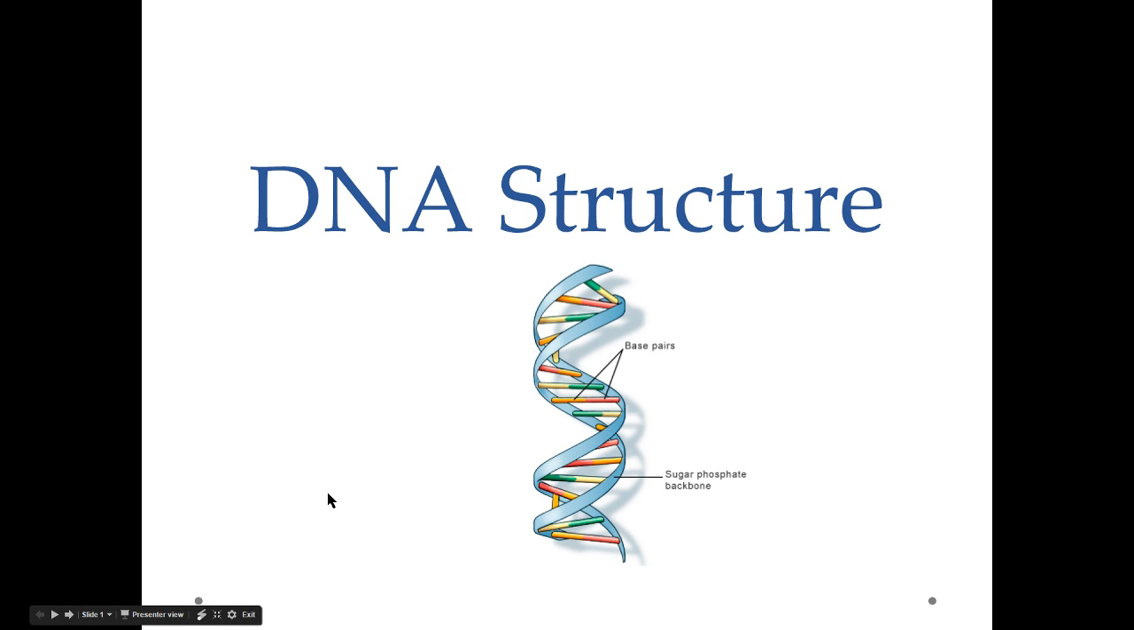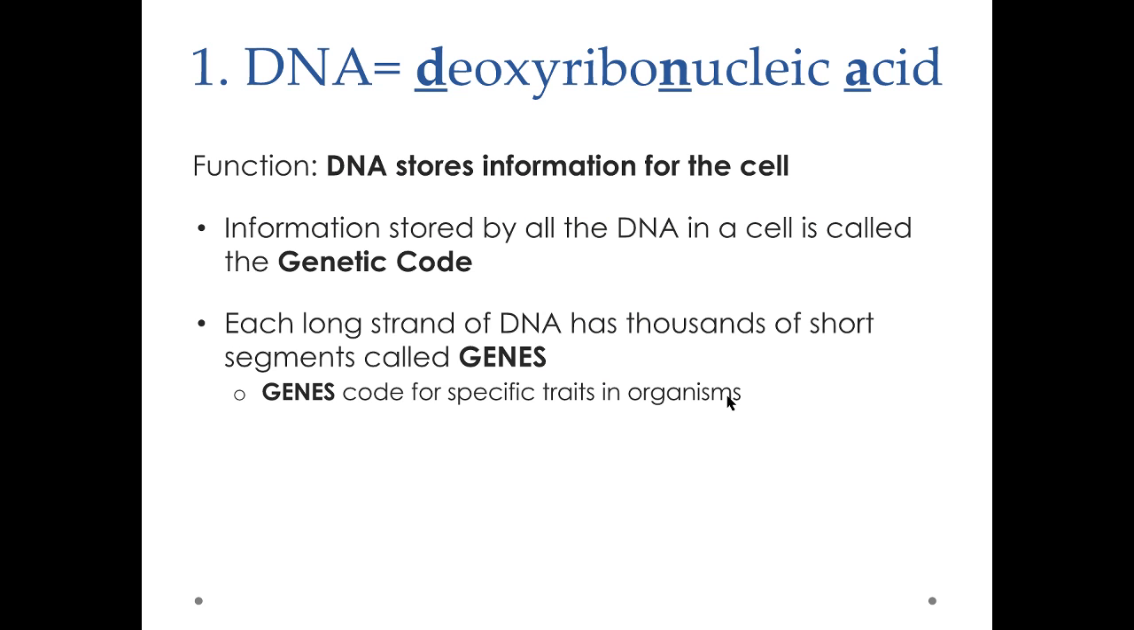So this is the DNA structure, about its form and a little bit about its function. This is the DNA structure with the base pairs and the sugar phosphate backbone. DNA stands for deoxyribonucleic acid. Its function is to store the genetic information for the cell. This information stored by all DNA in a cell is its genetic code.